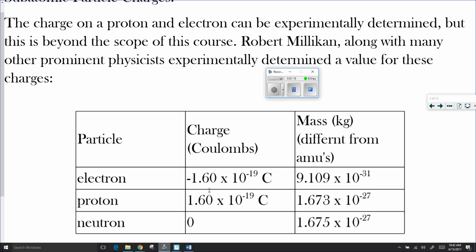I also listed for you the masses of each of these different subatomic particles in kilograms instead of atomic mass units. So you can clearly see that, once again, the proton and neutron are virtually the same size, and the electron is considerably smaller. Please copy down these literature values into your notebooks.